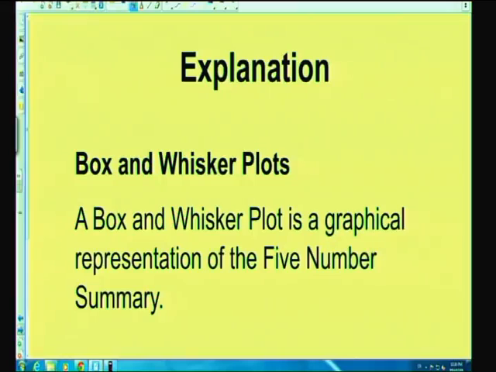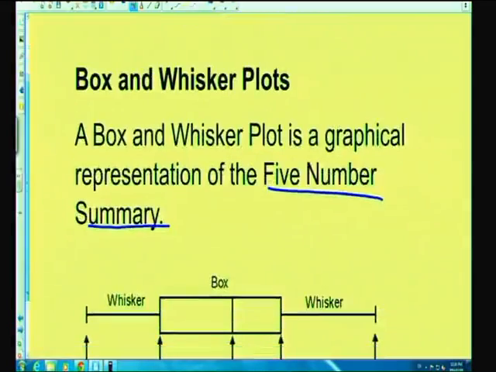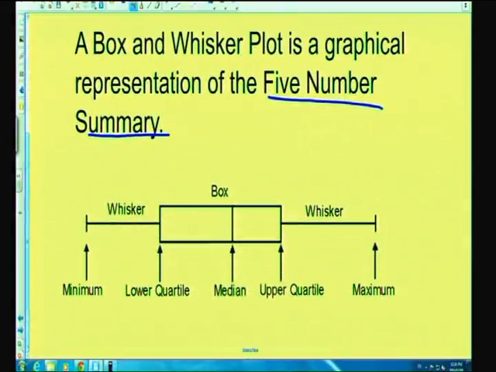It says, write the box and whisker plot. A box and whisker plot is a graphical representation of the 5-number summary. So let's have a look at what that looks like. Over here, you can see the box. This would be your minimum value. This is your lower quartile or your Q1, your median or your Q2, your upper quartile or your Q3, and of course your maximum value.